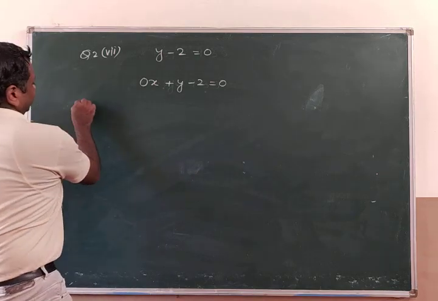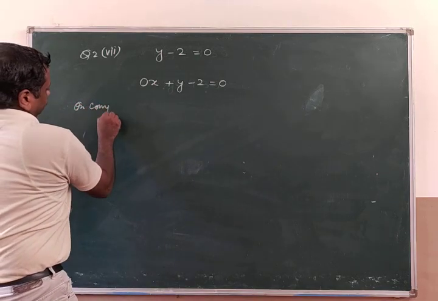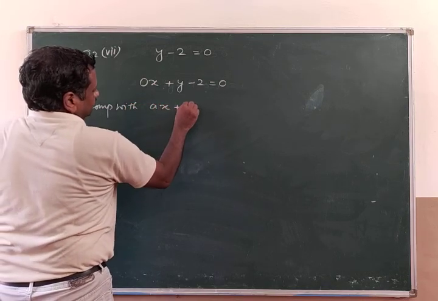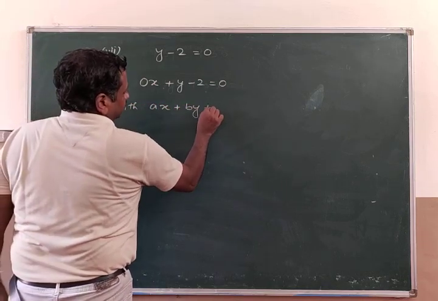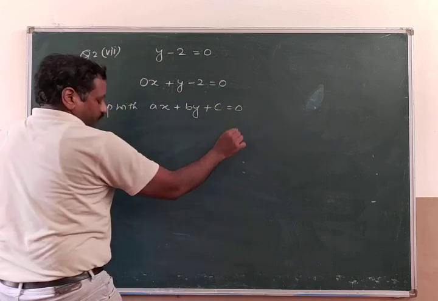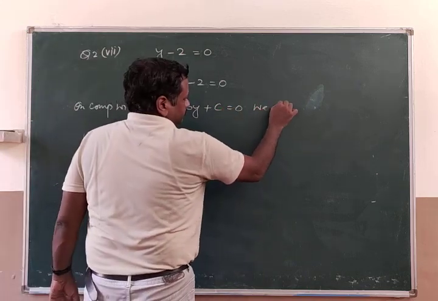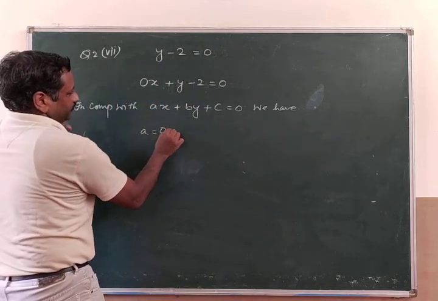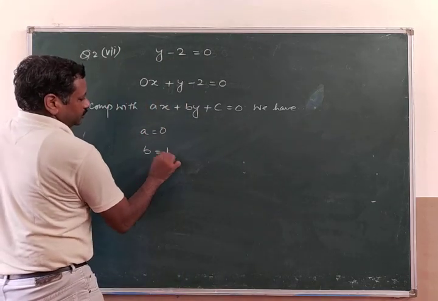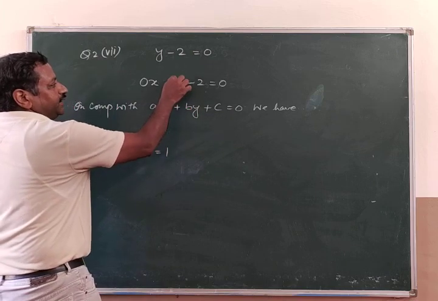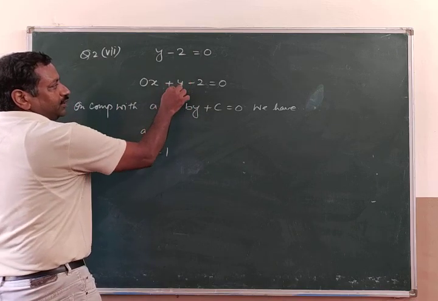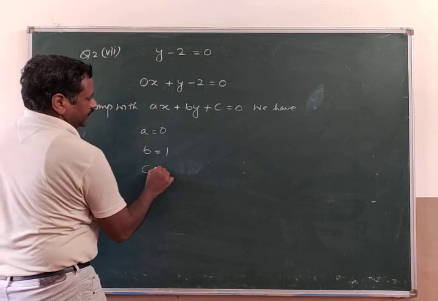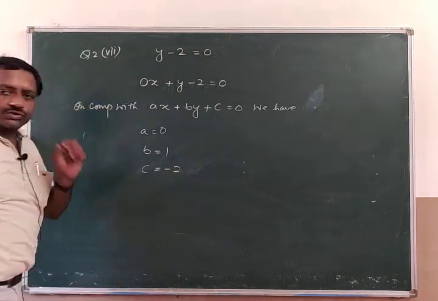So on comparing with ax plus by plus c equal to 0, we have a equal to 0, b equal to 1. When nothing is written in front of y, it means 1, not 0. And c equal to minus 2.